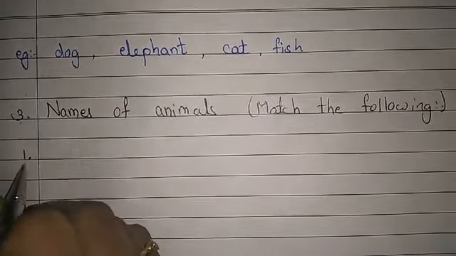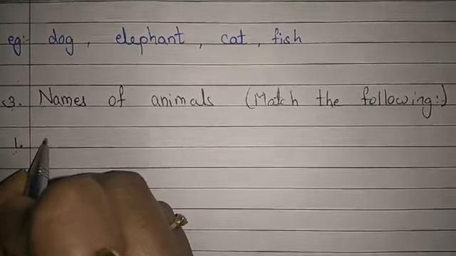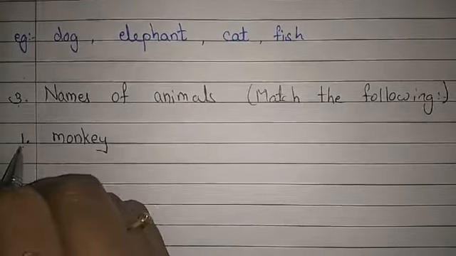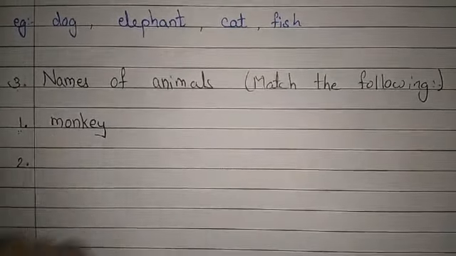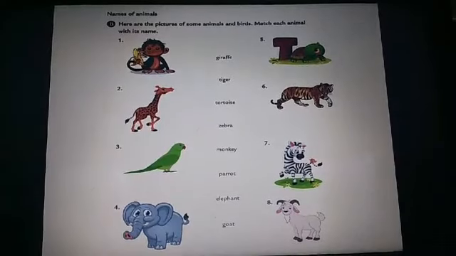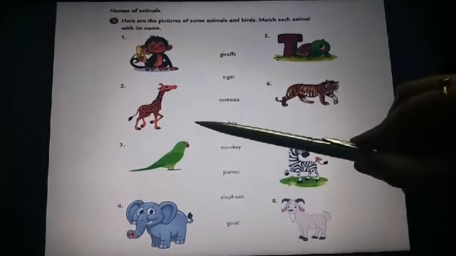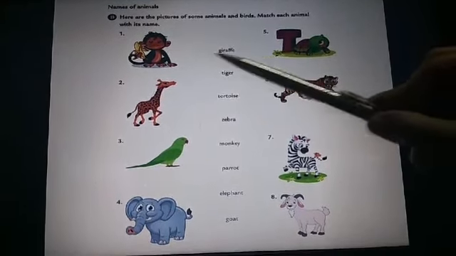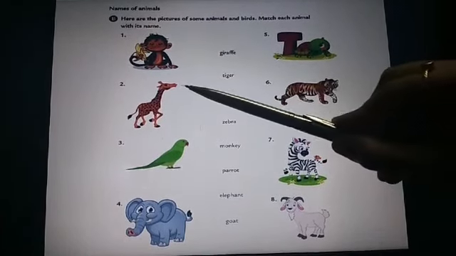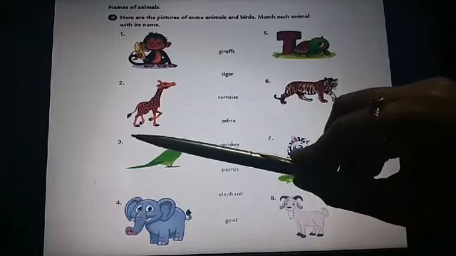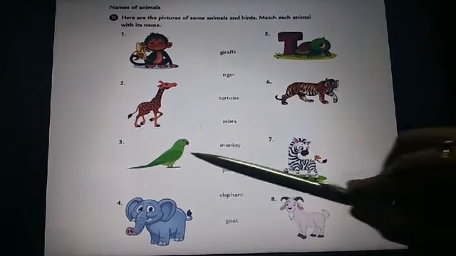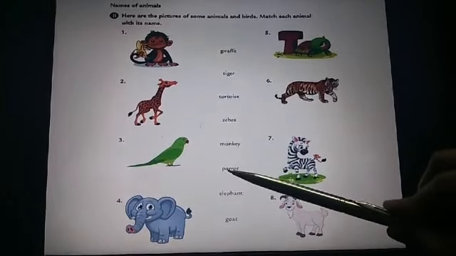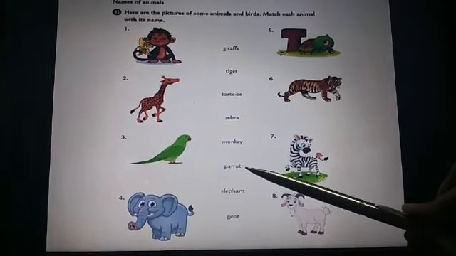So first one, our first image was of monkey. So you have to write monkey in front of 1. Now let's see our second match the following. An animal with a long neck. Yes, it's a giraffe. So you have to match. See, giraffe is written here. So in front of 2 you have to write giraffe. Now moving to the third one. It is a parrot. Parrot can also be kept as a pet. So where is the parrot written? Here. So in front of 3 you have to write parrot.